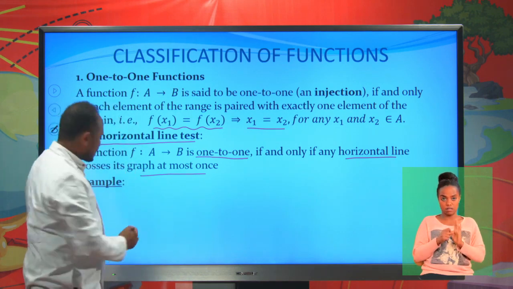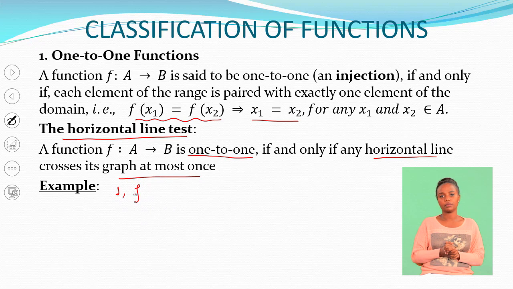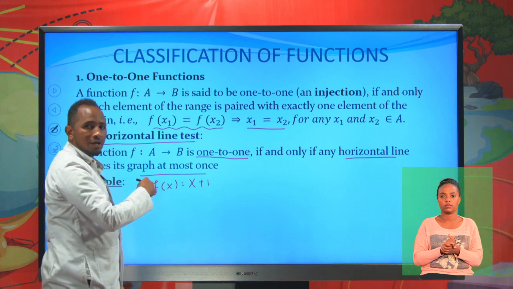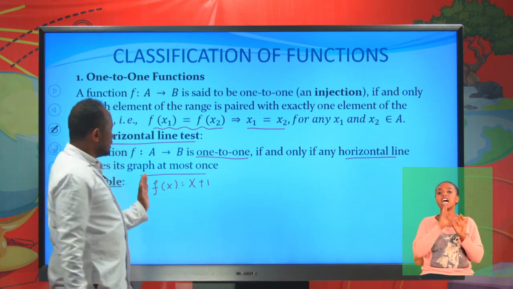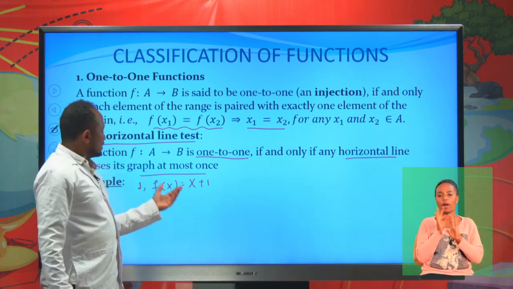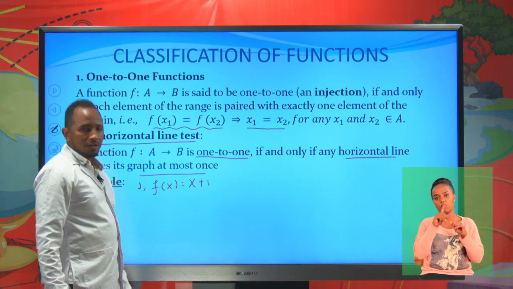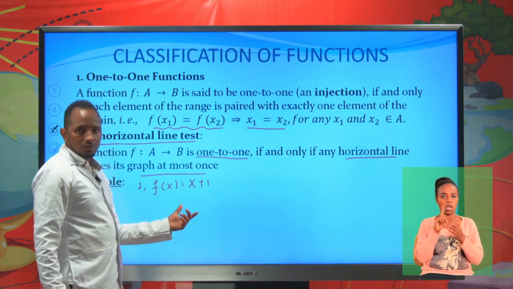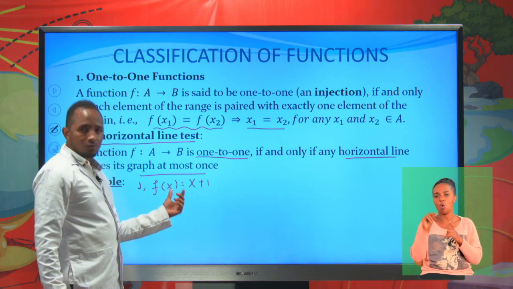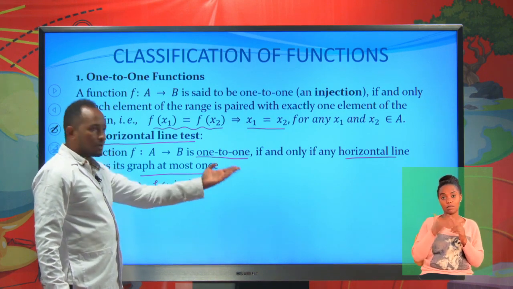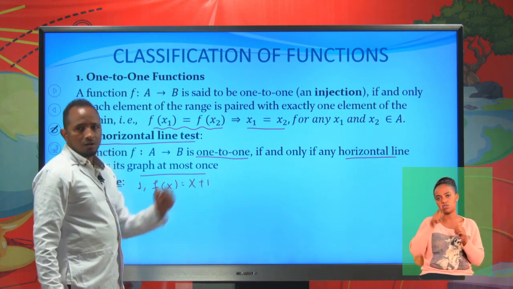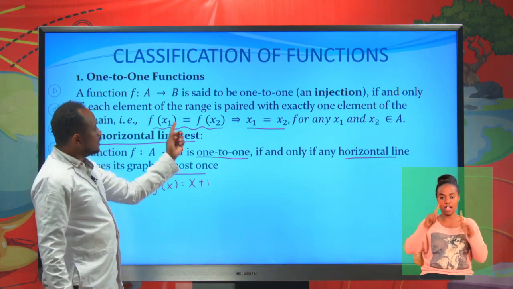So let's see an example for this. Example 1: take f(x) is equal to x plus 1, defined from real numbers to real numbers. Check whether it is one-to-one or not. To check this, you can simply draw the graph and apply the horizontal line test, or you can apply this definition.